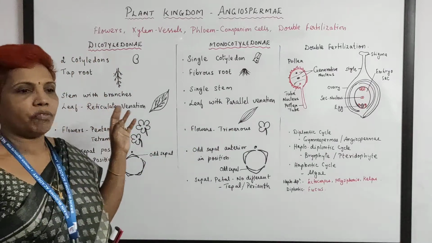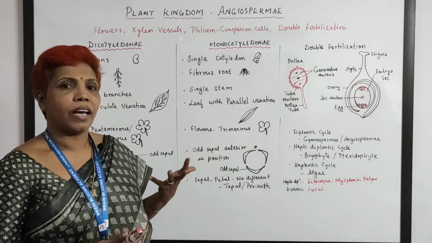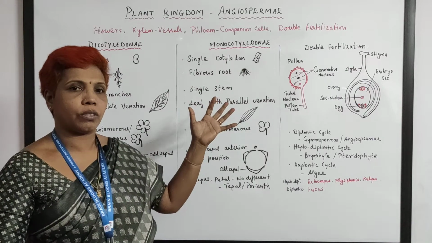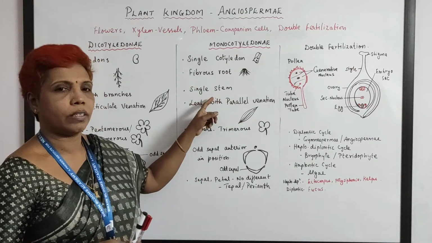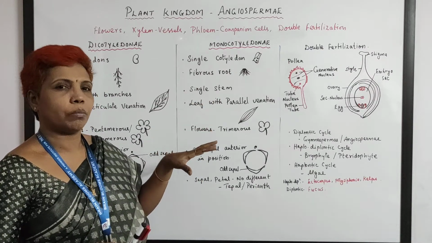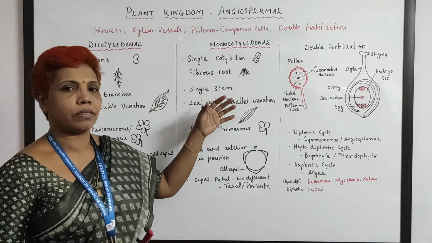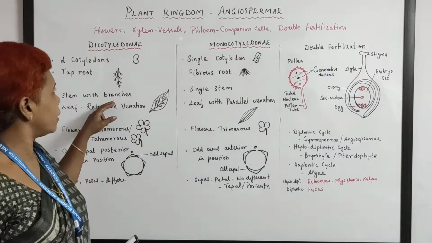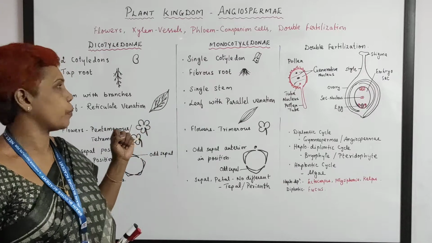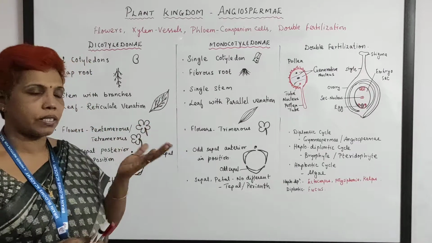And then stem with branches: mango, neem, banyan tree, and Ficus religiosa. These are all well branched, but in monocot they are all single stem. Basically, when you talk about monocot, mostly herbs and shrubs, but trees are very limited in number. But in dicots the tree population is more.